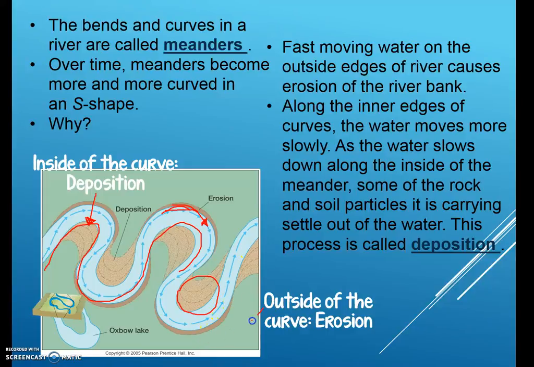On the outside of the curve, right here, the water gets moving faster. It can carry more rocks, soil, and dirt, and it picks it up and causes erosion. So even rivers that start out straight oftentimes will become meandering because of erosion and deposition.